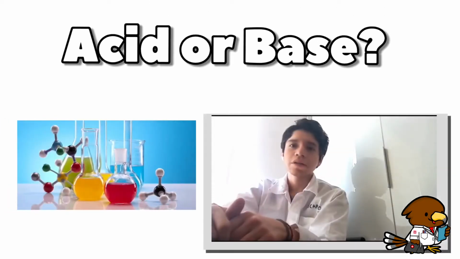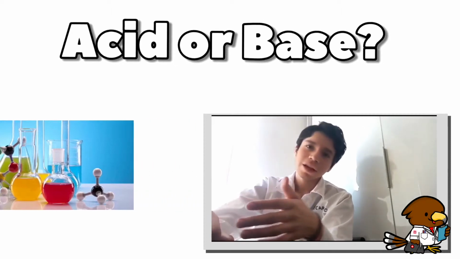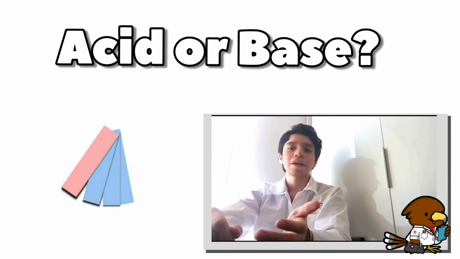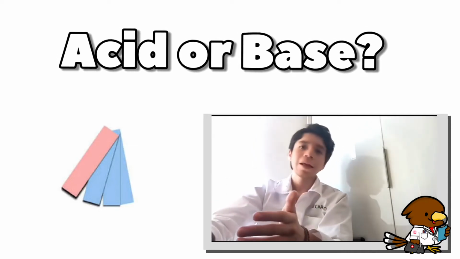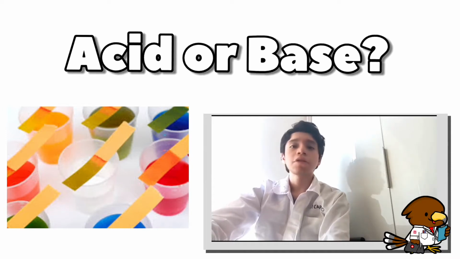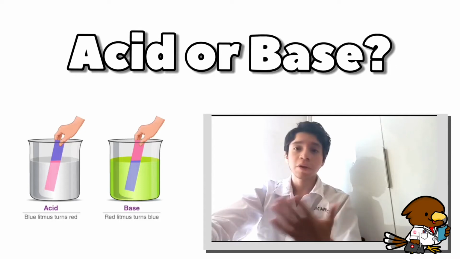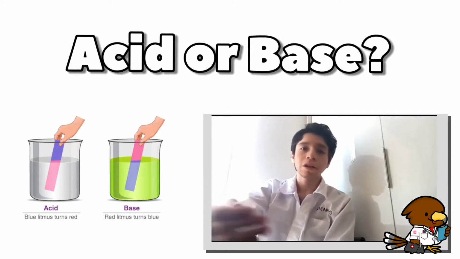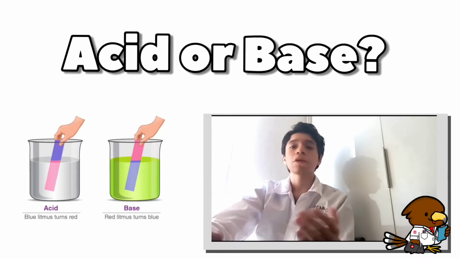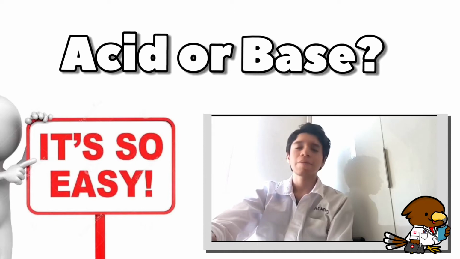So how can we identify an acid and a base? Well, there's an easy way of doing this, and we just need litmus paper. As you can tell from the name, litmus paper is a kind of paper that works for identifying these kinds of substances. We just need to immerse the paper in a solution, and if the paper turns pink or red, that means the solution is an acid. And if the paper turns blue, that means the solution is a base. This is an easy way of identifying acids and bases.